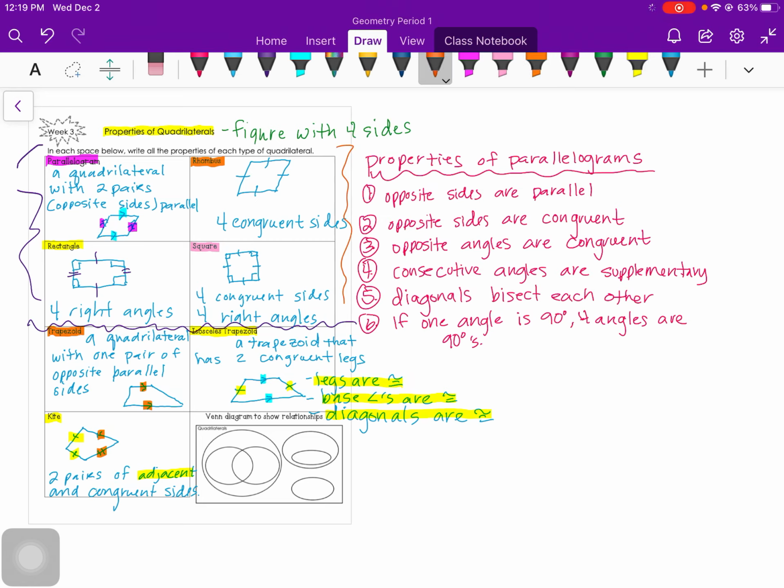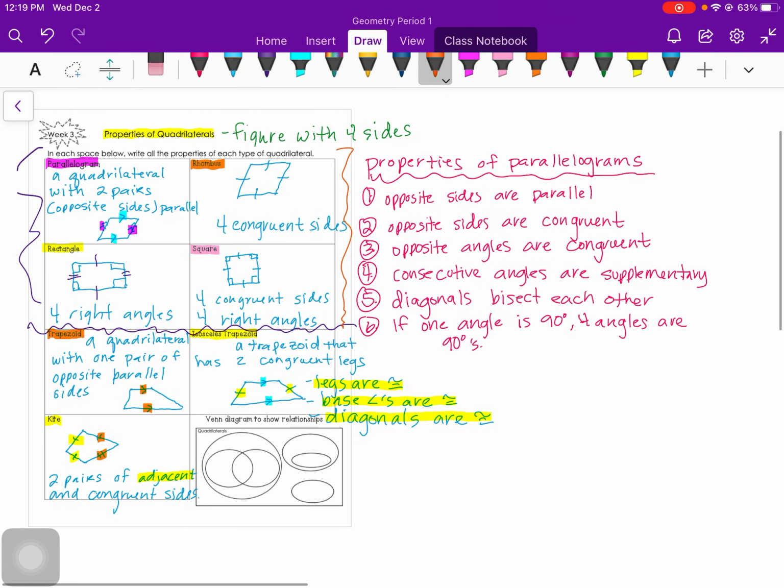Next are the properties of parallelograms. Remember again, these are our parallelograms here. So we've got the opposite sides are always parallel. The opposite sides are always congruent. The opposite angles are always congruent.